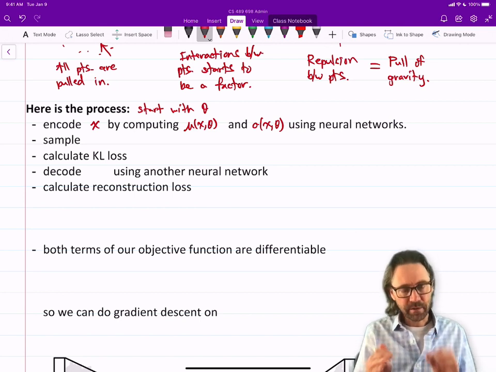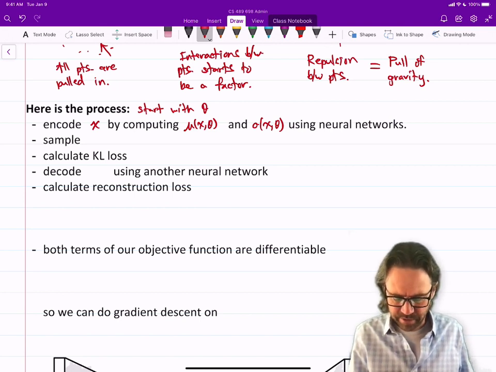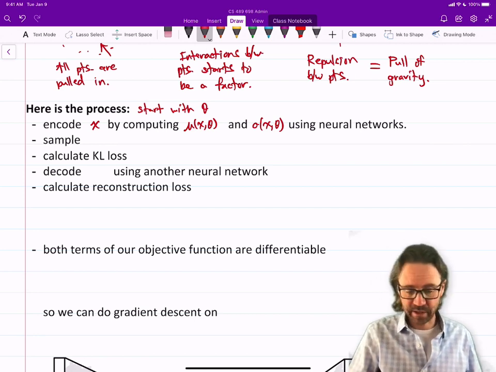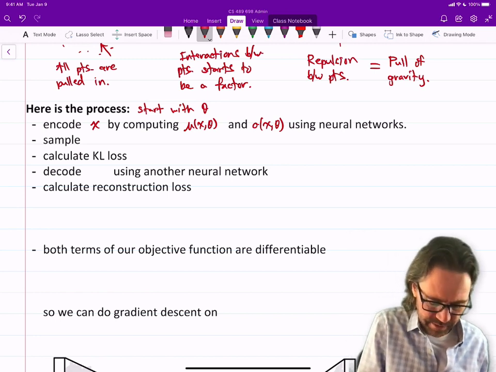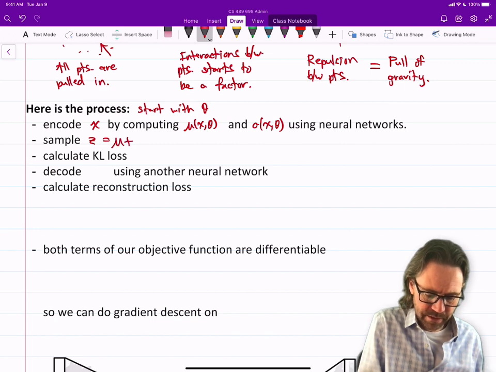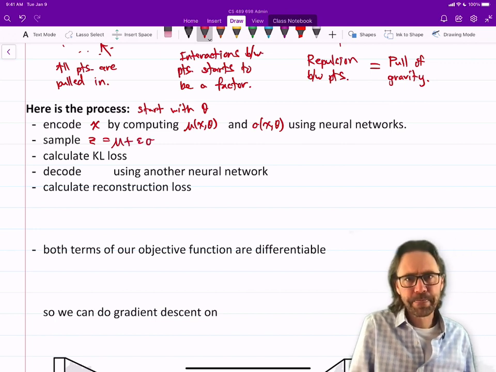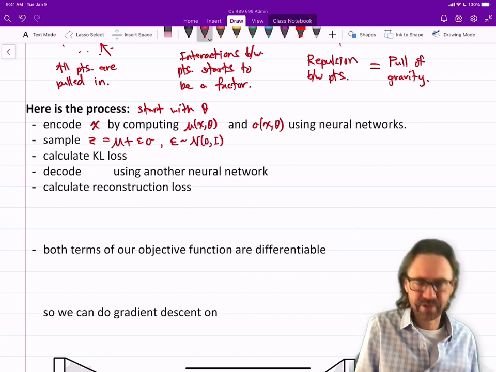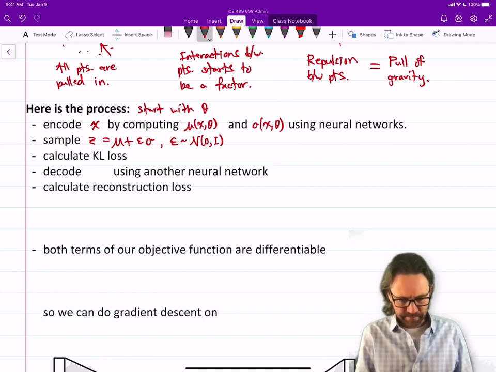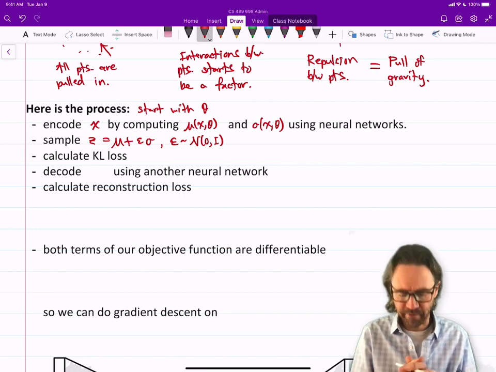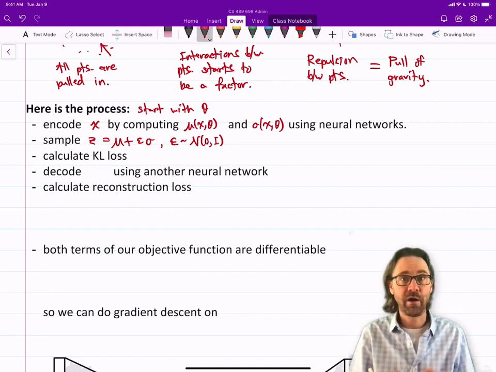Now we sample. I said I would talk more about that epsilon. We sample the latent space. So this gives us a distribution in latent space, and we need to sample from it. So Z is equal to mu plus epsilon times sigma, where epsilon is taken from a standard normal distribution. I'll explain later that it's important that epsilon is the random variable here. Mu and sigma are deterministic.